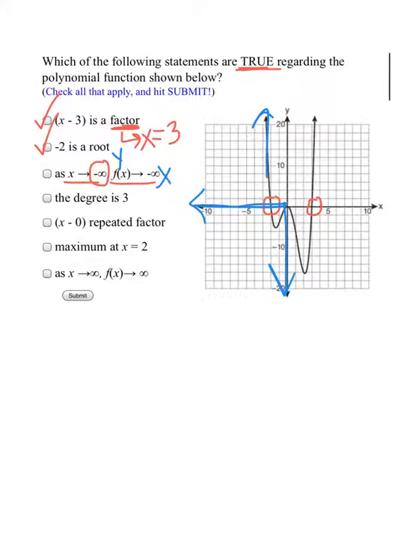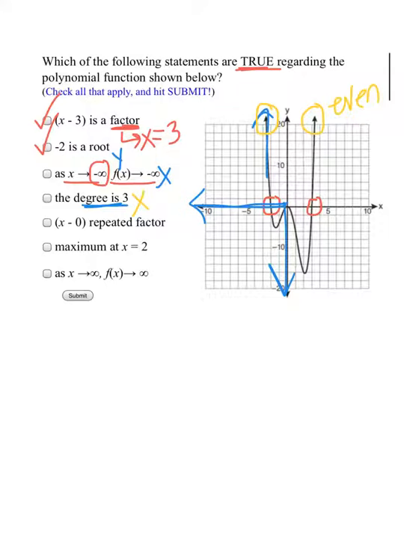Okay, so then it says the degree is 3. Well, if that was true, that would mean that this is an odd function. But one of the things I can notice right away is that the ends of this function, like the start and end points, are facing the same direction, which automatically means that this is an even function. So that means that degree cannot be 3.